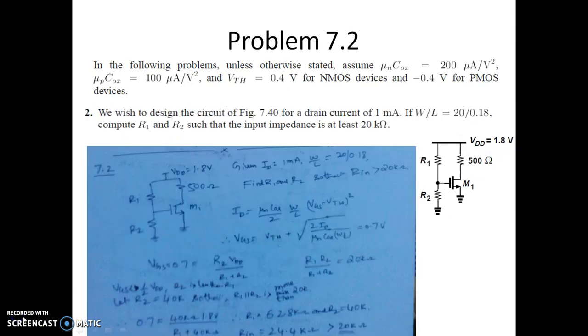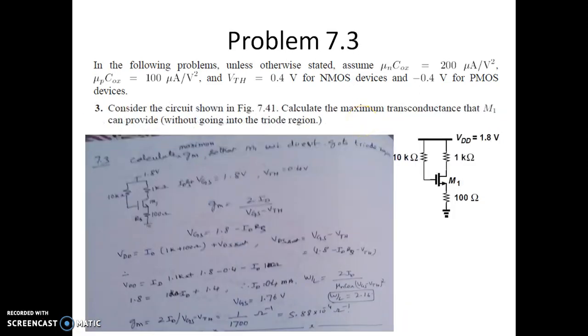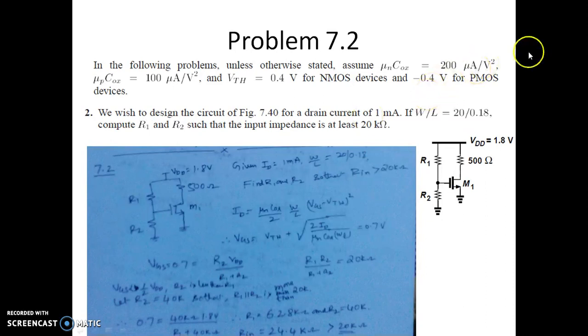Let us see the second problem, 7.2. We wish to design the circuit in figure 7.40 for a drain current of 1 milliampere. If W by L is equal to 20 by 0.18, compute the values of R1 and R2 such that the input impedance is at least 20 kilo ohms. Please note that the input impedance should be at least 20 kilo ohm. These are the conditions given: the current should be 1 milliampere if W by L is so and so.